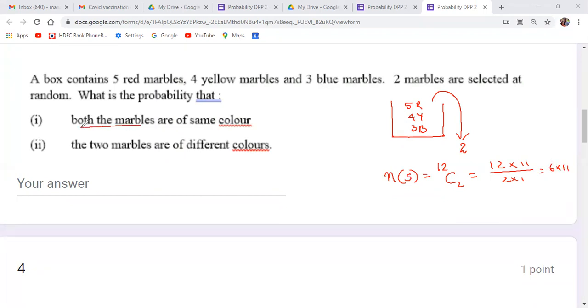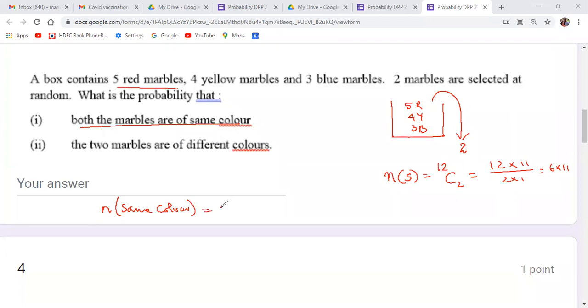Whose probability do you want to calculate? Both the marbles are of the same color. What do you mean by getting the same color? What should the color be to get the same color? So it should be either red, or yellow, or blue. You said it perfectly. Either both red, or one possibility is both yellow.